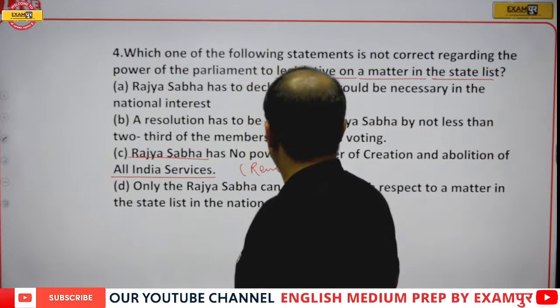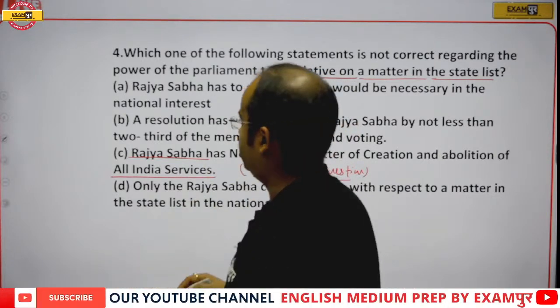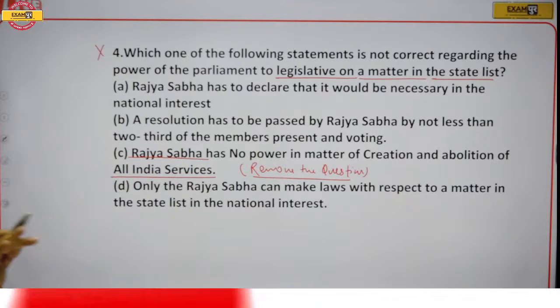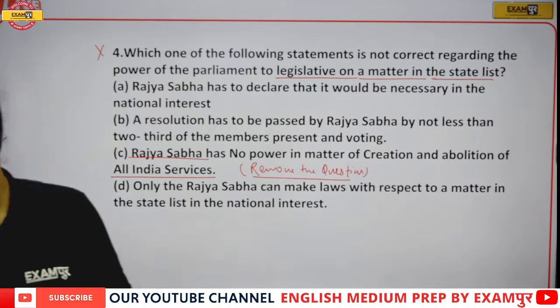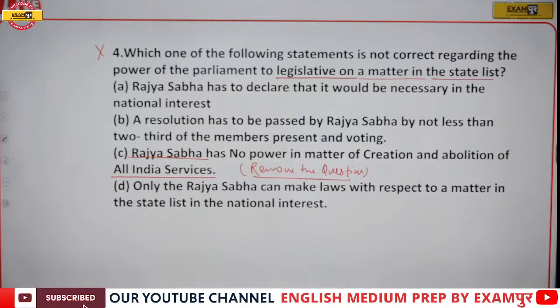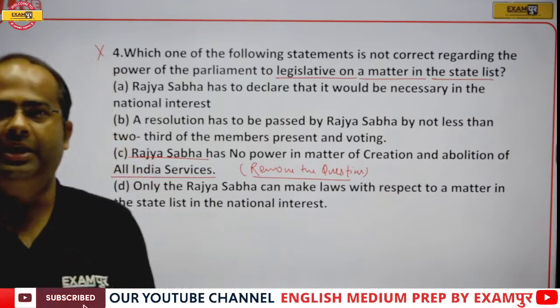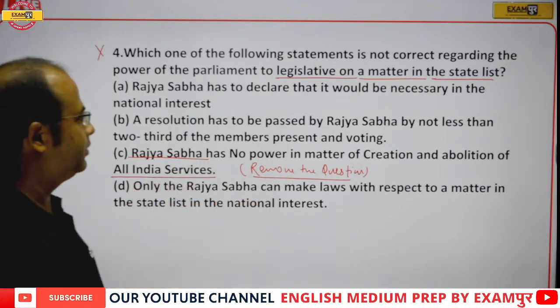Remove the question. So don't answer this question, because the question and option C context, they are totally different. So this question please eliminate. Reason is this, option C and the question are not matching at all. Because option C is all about the all India service, and the question is already asking about on what condition the Rajya Sabha can legislate on the state list. So the question and options, they are not matching, therefore remove the question.